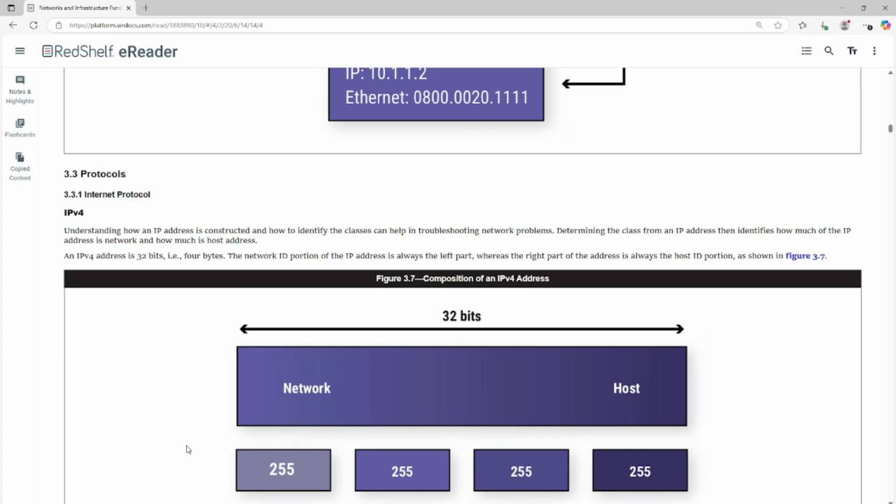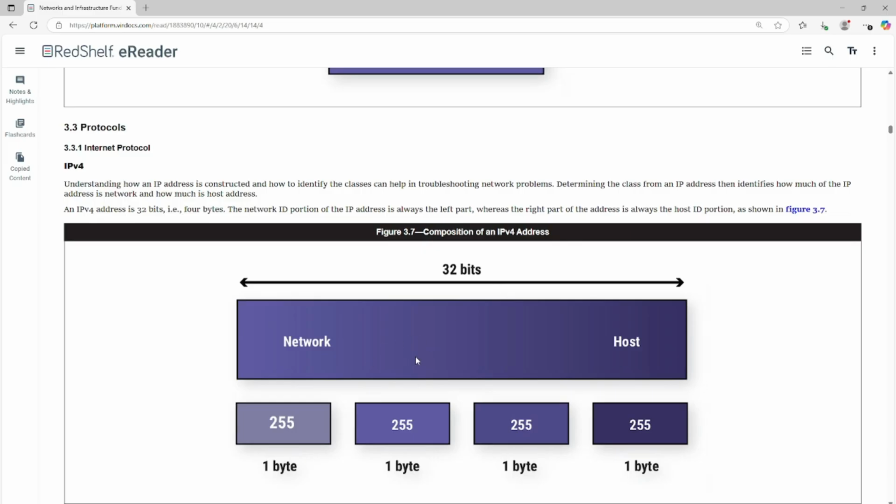So the left part is the network ID, and the right part is the host ID portion. Keep that in mind. Unlike the MAC address, where we have the OUI on the left, and we have the serial number on the right of the device. So 32 bits of 4 bytes.